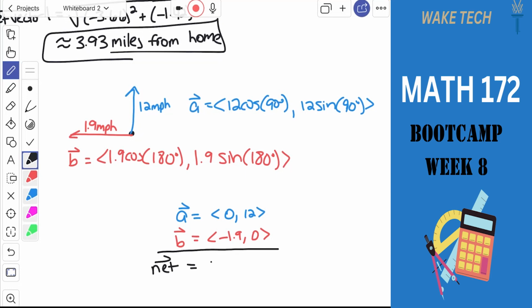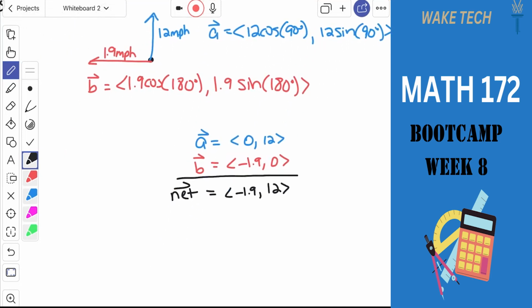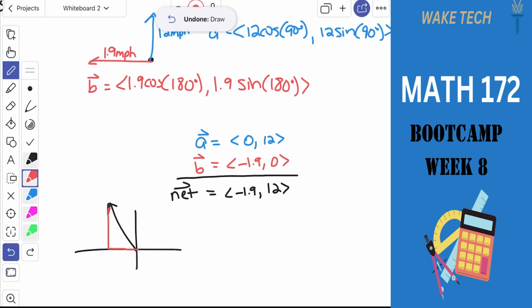Negative 1.9 plus 0 is negative 1.9. 12 plus 0 is 12. So this is the net effect that we would witness if we could remove the boat and just see John walking on the water, walking 1.9 miles per hour west while being forced 12 miles per hour north by virtue of being on this boat. So here's the resulting vector, the net effect: negative 1.9 with 12.